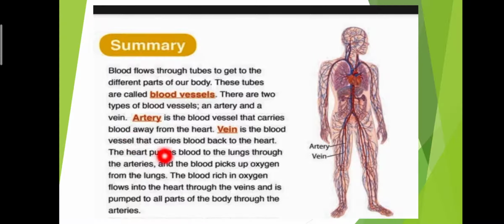The heart pumps blood to the lungs through the arteries, and the blood picks up oxygen from the lungs. The blood rich in oxygen flows into the heart through the veins and is pumped to all parts of the body through the arteries.